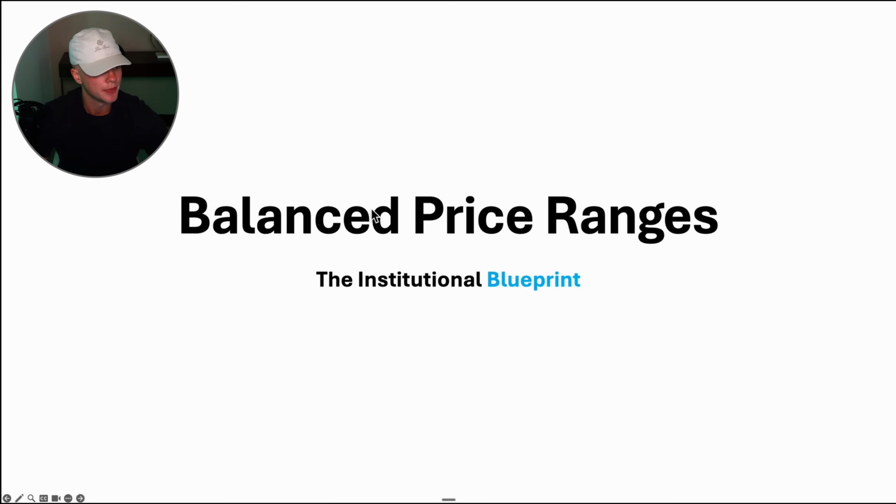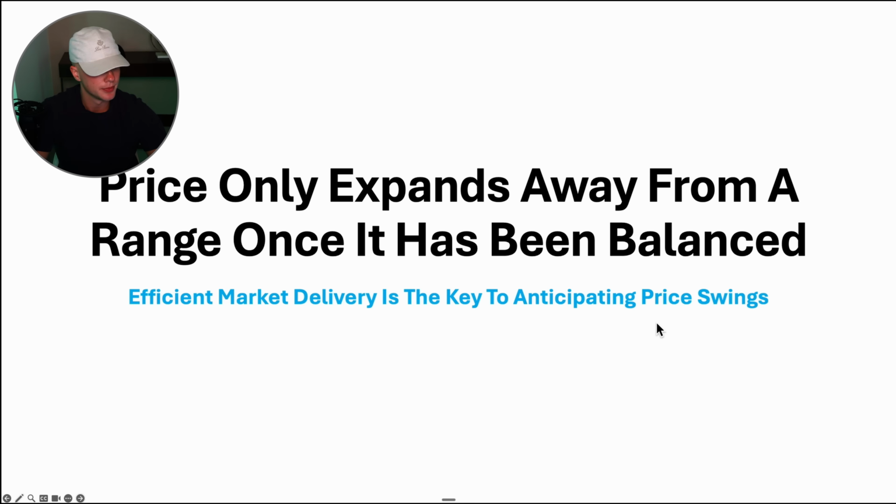Welcome to this new lecture. Balanced price ranges, the institutional blueprint. Price only expands away from a range once it has been balanced. This is how efficient market delivery is the key to anticipating big price swings.